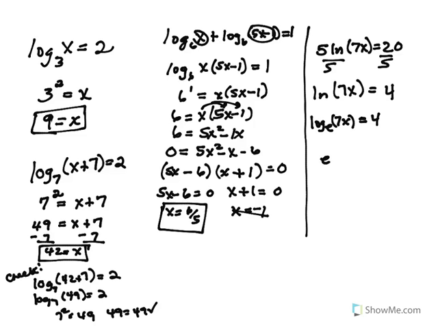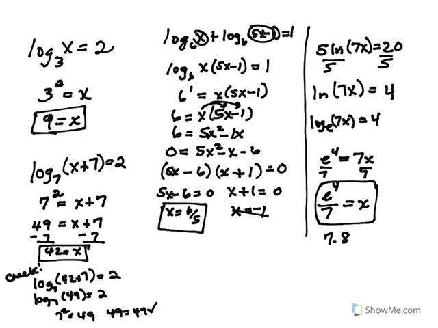The base is going to be e. The exponent is going to be 4, and it's going to equal 7x. Okay? So now I just solve for the variable. That's my exact answer: e to the 4th divided by 7. I'm going to put that in my calculator. Remember, e is a function of its own, so you can press the e button directly on your calculator. And this final answer is going to be 7.80. And those are logarithmic equations.